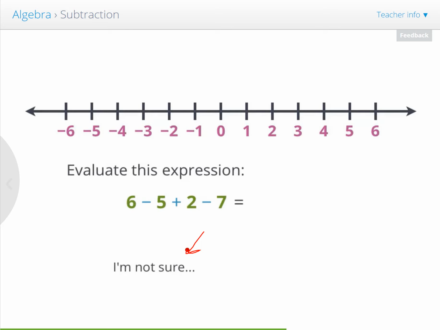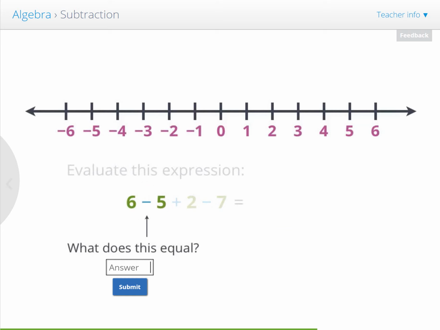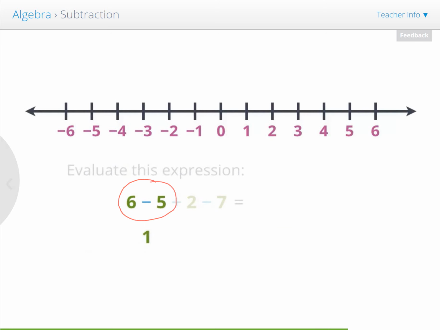If you get stuck, just click down here. Okay, well, let's start on the left. The first thing we have here is 6 minus 5. What does this equal? Right, 6 minus 5 equals 1. So we can replace the 6 minus 5 in this expression with 1. And now we have 1 plus 2 minus 7.